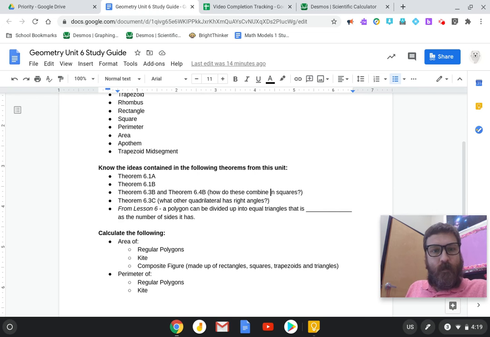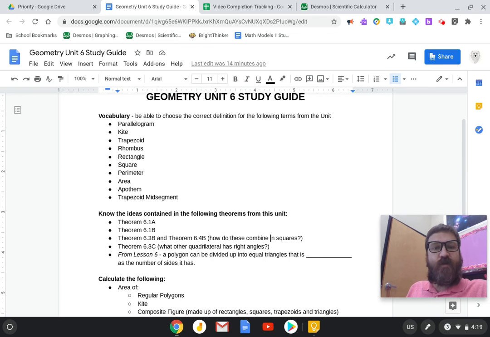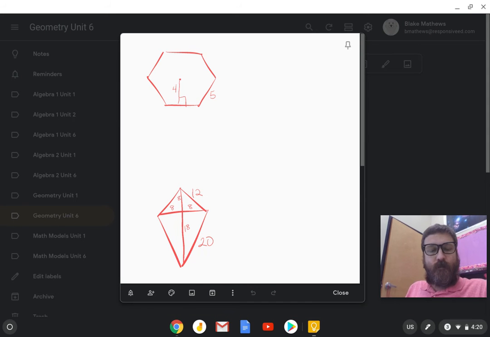So that's pretty much a large portion of the unit test, is knowing those terms, knowing those theorems. And then there's some problems you need to know to find the area and the perimeter of different shapes. So I'm going to go over an example of each one of these, starting with regular polygon.